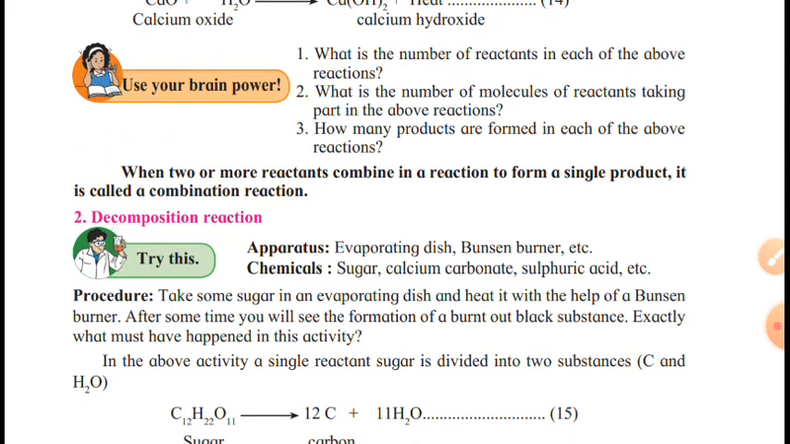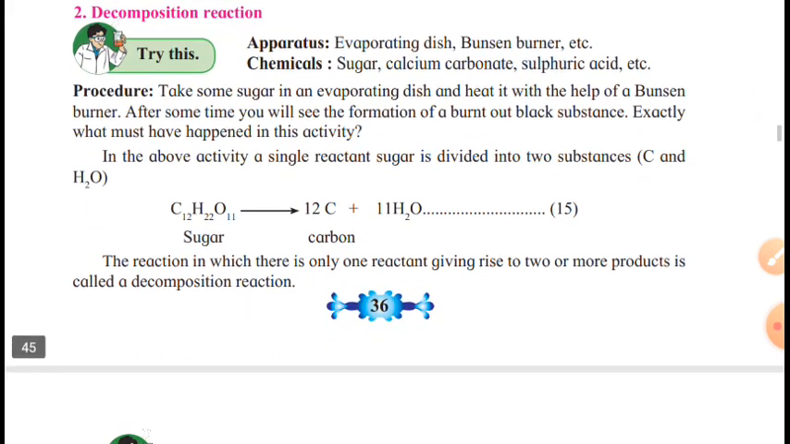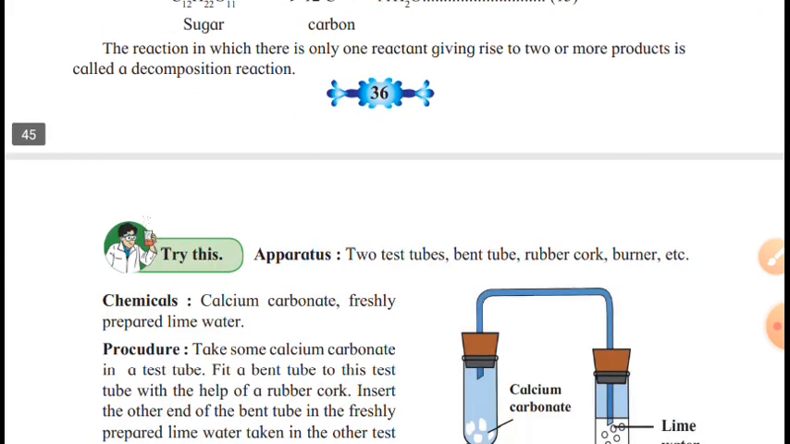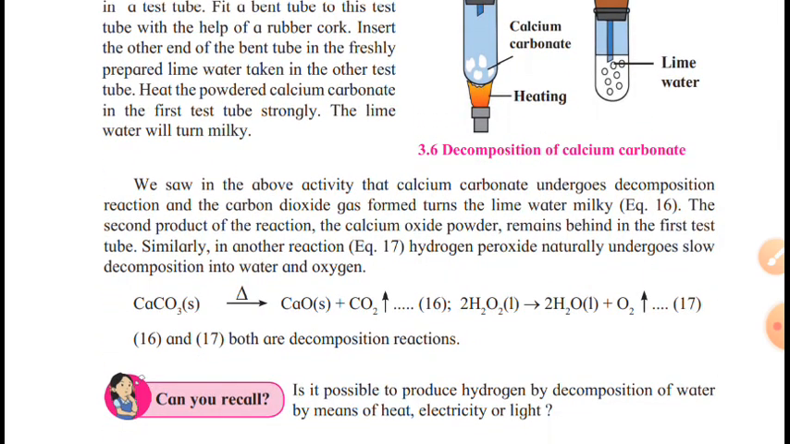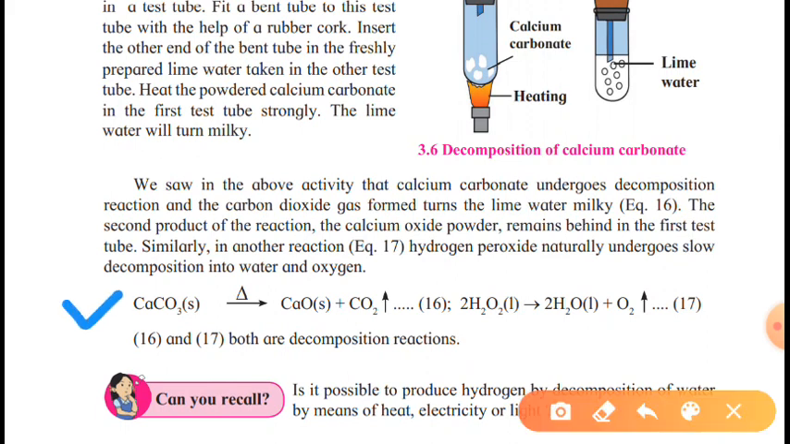Now the second type is the decomposition reaction. The decomposition reaction is studied with the help of an example. Suppose we take calcium carbonate in a test tube and we heat it, then we get calcium oxide and CO2 gas. Here, when we heat the calcium carbonate, then it decomposes.